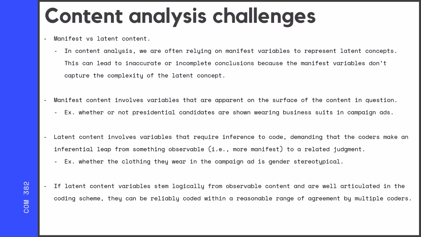And so this is hard for coders to do. For example, it's pretty easy to say to a coder, is that person wearing a suit or not? It's harder to ask a coder to determine if the clothing a candidate is wearing is gender stereotypical, because that requires some thinking. But if latent content variables logically come from observable content and they're really well described in the coding scheme or codebook, they can be reliably coded by multiple coders.